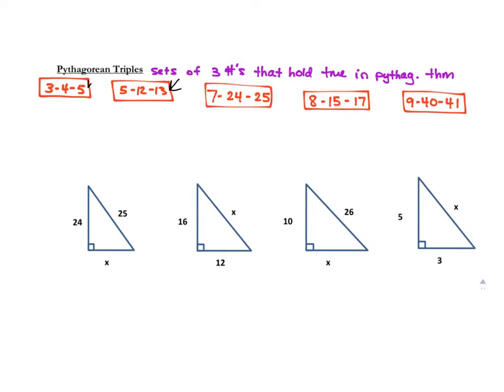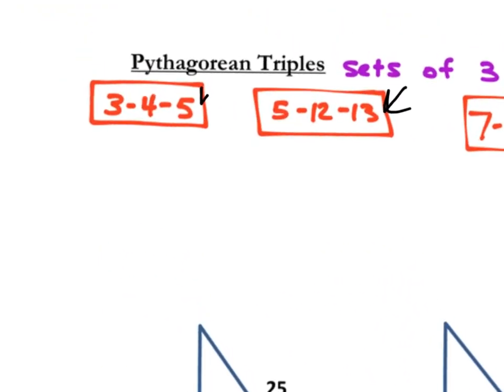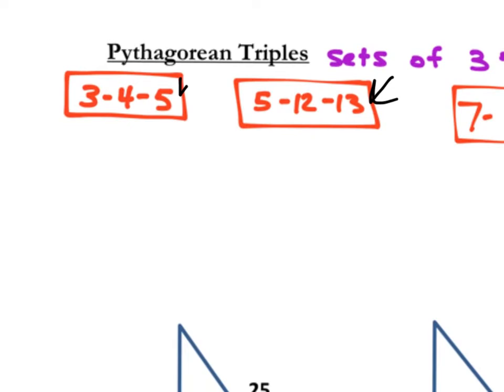The other thing that I briefly mentioned was that the multiples of the triples are also going to hold true. So in other words, if I have a 3, 4, 5, that's the base, okay? But if I multiply all those numbers by 2, I get 3 times 2, 6, 8, and 10. 6, 8, 10 is also going to hold in the Pythagorean theorem.